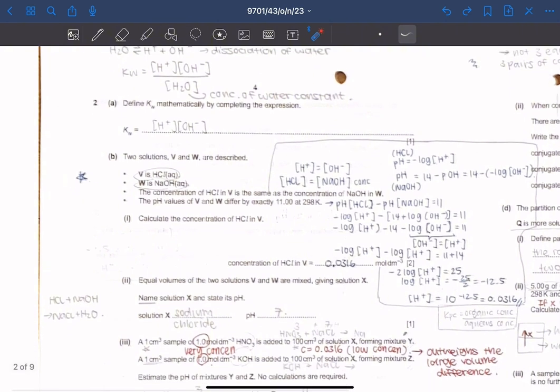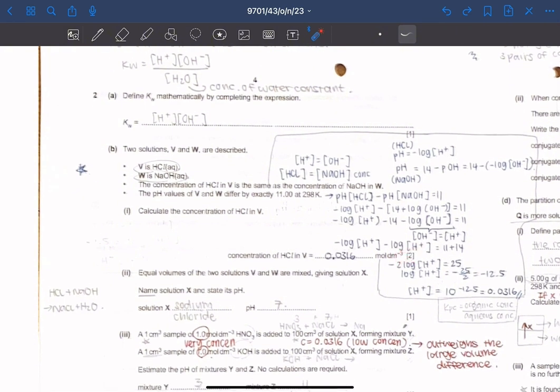Next, B is rather tricky, that's why it's 2 marks. 2 solutions V and W are described. V is HCl, W is NaOH. The concentration of HCl in V is the same as the concentration of NaOH in W. The pH values of V and W differ by exactly 11 at 298 K. i. Calculate the concentration of HCl in V. The first thing we know is the concentration of HCl in V is the same as the concentration of NaOH in W. So concentration of HCl is equal to concentration of NaOH, so H plus concentration is equal to OH minus concentration.